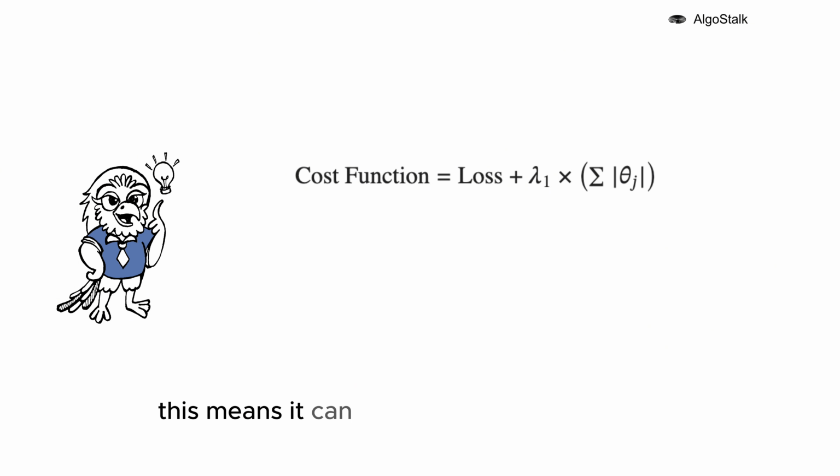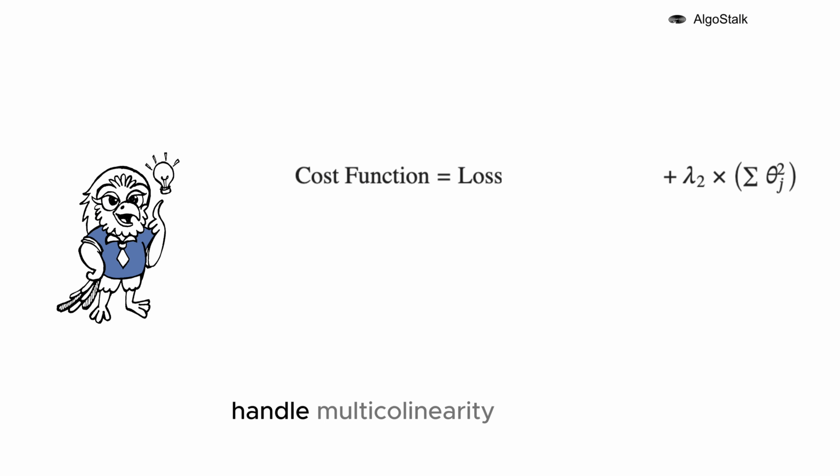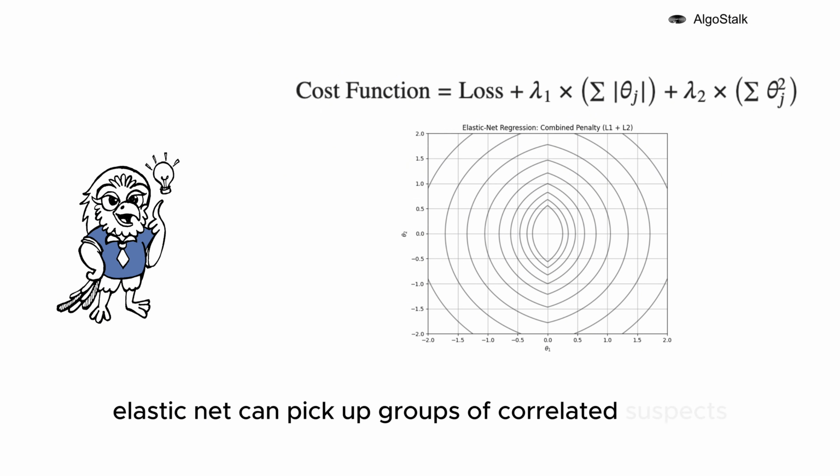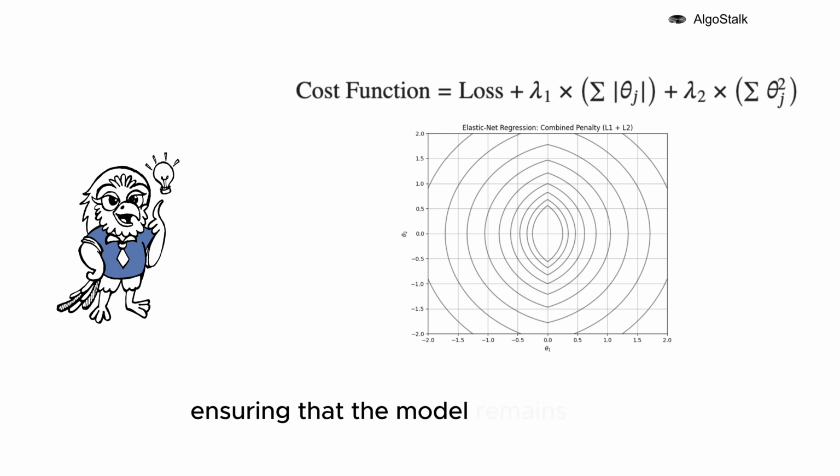This means it can shrink coefficients like Lasso, effectively eliminating irrelevant suspects, while retaining the most important ones. It can also handle multicollinearity like Ridge, ensuring that when suspects are correlated, they are still appropriately managed without being completely discarded. This hybrid approach is particularly useful when we have many features that are highly correlated. Elastic net can pick up groups of correlated suspects, ensuring that the model remains robust while simplifying our case.